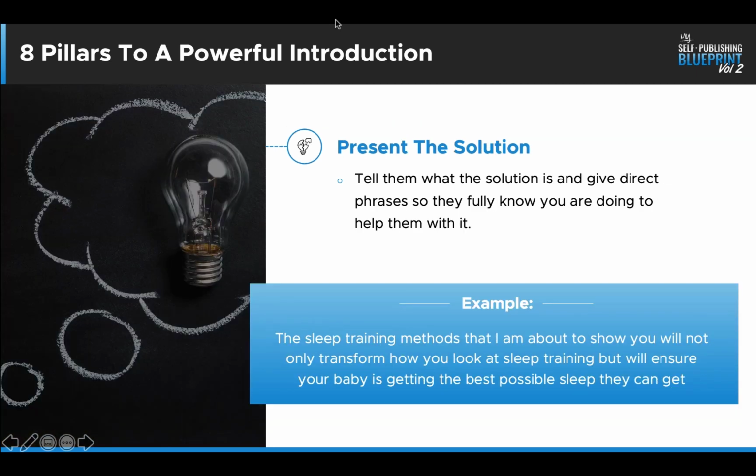Next is present the solution. Tell them what the solution is and give them direct phrases so they fully know you are going to help them with it, right? No beating around the bush here. The sleep training methods I'm about to show you will not only transform how you look at sleep training, but will ensure your baby is getting the best possible sleep they can.